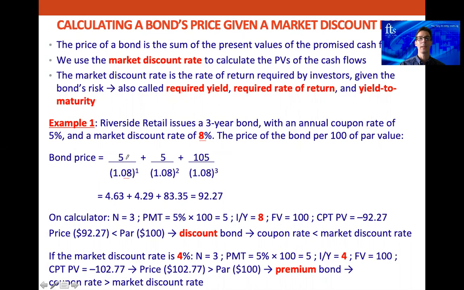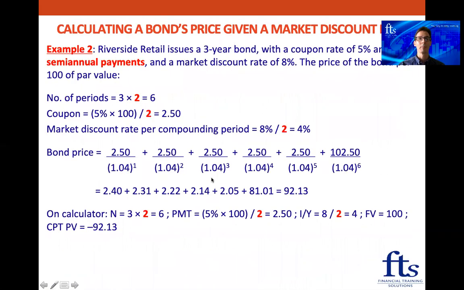So we were getting that back at the end of year one, and we were discounting that back at 8%. And even this one here, end of year three, that 105, we're getting back at the end of year three, also discounting it at 8%. And then the same with example two, it was a semi-annual pay bond, remember? And now the market discount rate per compounding period was 4%. So this cash flow we were getting in 6 months' time, discounting it at 4%. And this last one was end of year three, also discounting it back at the 4%.